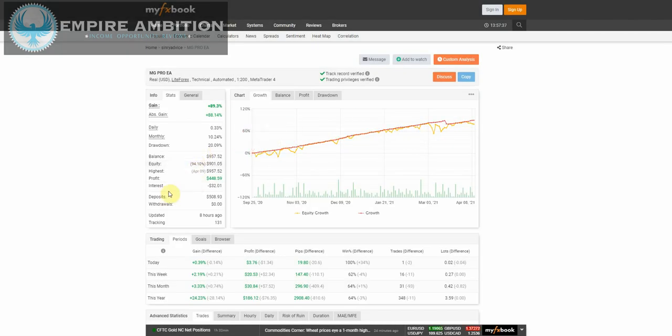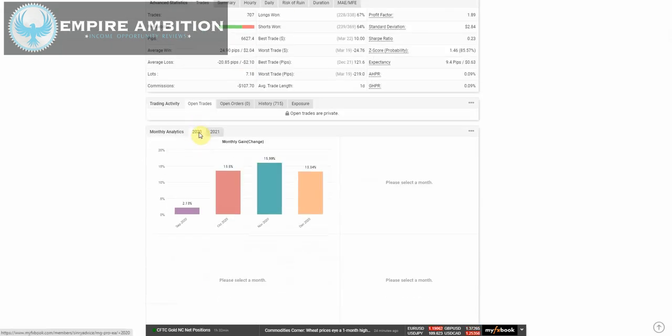Deposit $500. You can see it's a real account. And you can see at this point right now, it is up 89.3%. And this one started in September of 2020. And we can see here, October 13.5%, November 15.99%, December 13.34%, January 8.83%, February 7.69%, and March 2.59%. And so far in April, we're 9 days into the month, they're up 3.33%.